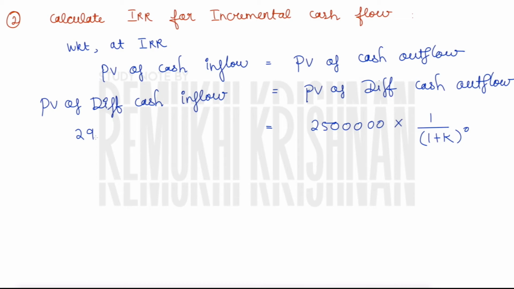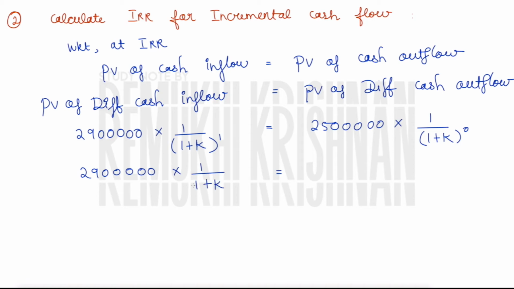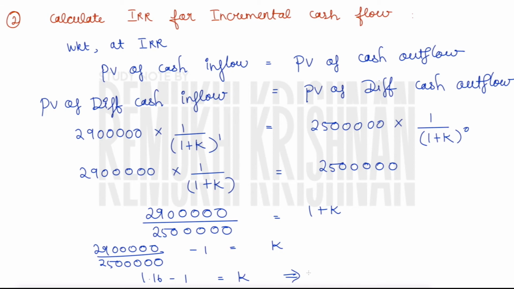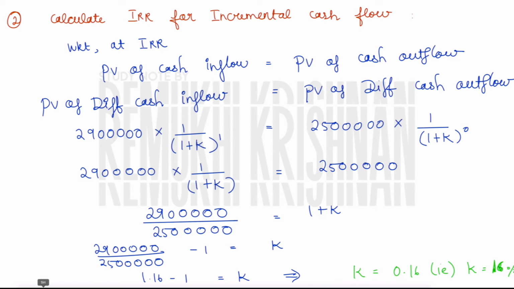So my differential cash inflow is nothing but 29 lakh into 1 divided by 1 plus k the whole power 1. So by solving that, we will be arriving at the value k. So 29 lakh divided by 25 lakh minus 1 is equal to k. This k results in 0.16, that is 16%. Okay guys. So now finally we are moving to the last step.